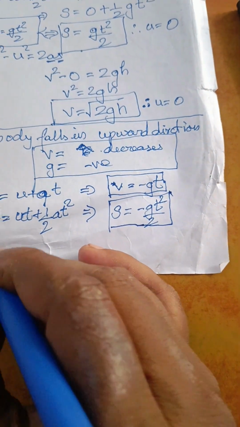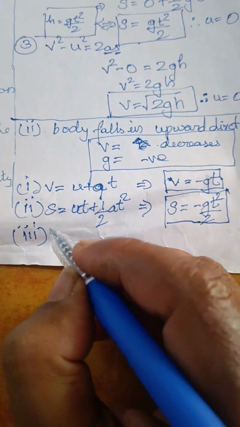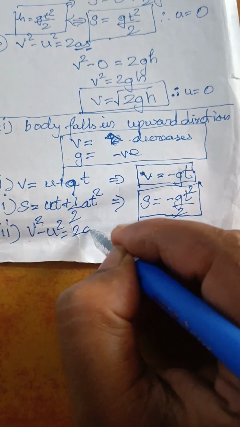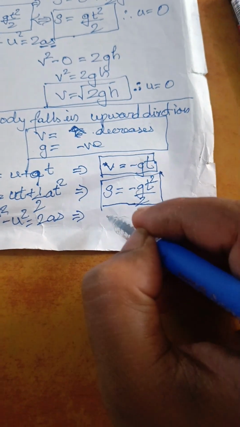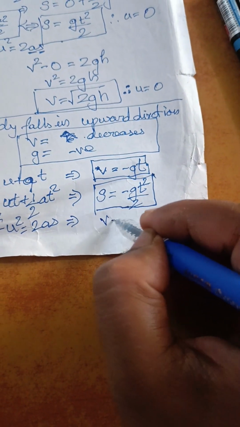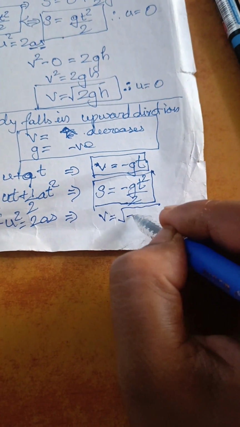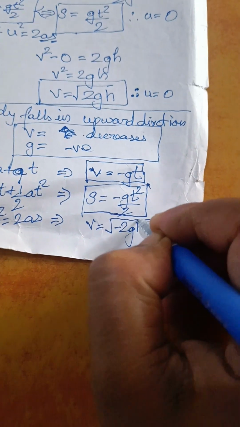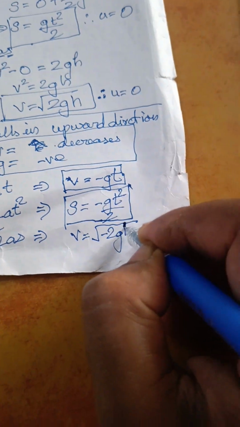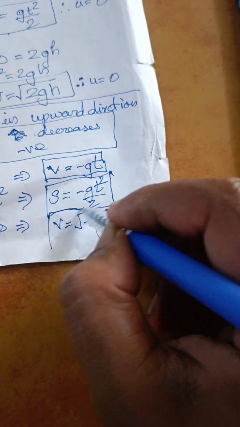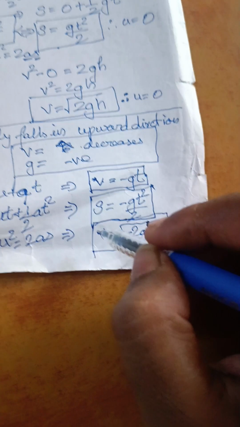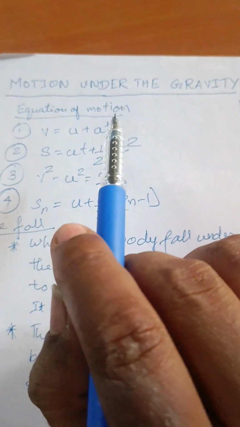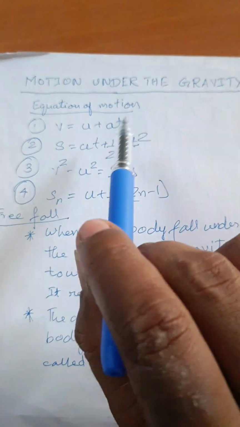And finally, the third equation of motion can be represented as v square minus u square is equal to 2as, which is also written as v is equal to root of minus 2gh, where inside the root it will be taken as positive. So this is the part of an indication for the equations of motion. Since we know that, we'll recap all the points we have studied in today's class.